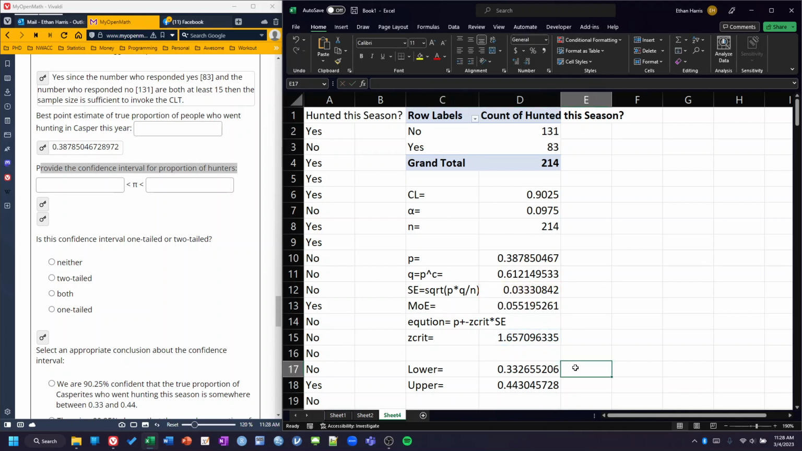And then to calculate the lower and the upper, it's just two alternate ways if you want to do an extra mini step. Because now all it is, it's just our p minus the margin of error, and p plus the margin of error.